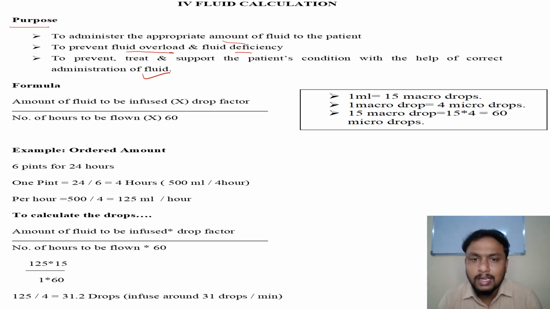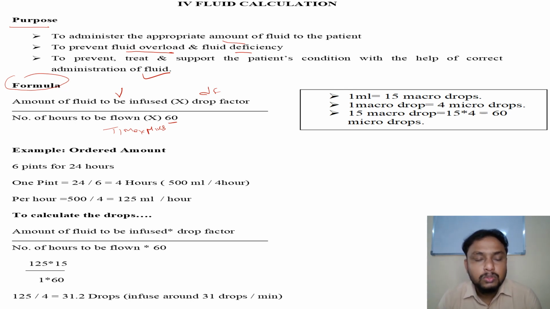And how to calculate? Is there any formula? Yes, definitely there is a formula. The formula is: amount of fluid to be infused, which means volume, into drop factor (DF), divided by number of hours to be flown, into 60. Time, always try to mention in minutes, that's why 60 is written here. So this is the formula.